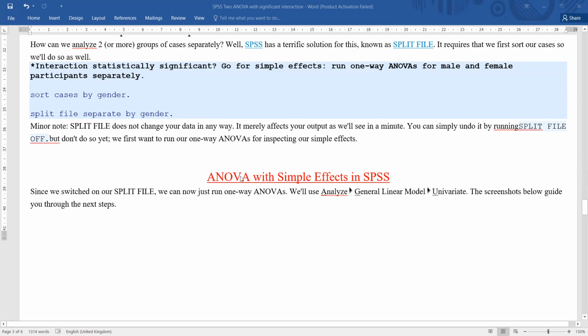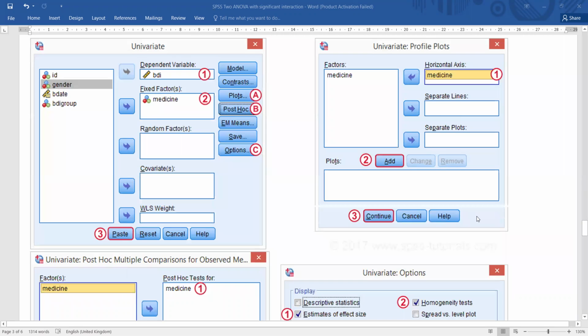Then you can apply the one-way ANOVA with simple effect. So analyze, general linear model, univariate, or you can apply a one-way ANOVA. Instead of going to the general linear model, you can go to compare means, one-way ANOVA. That is another procedure you can follow. These are the steps showing you what to do.